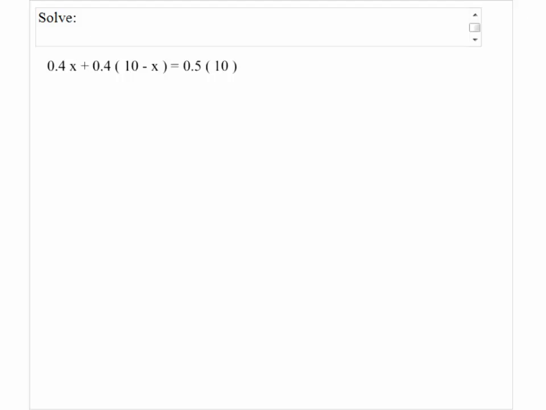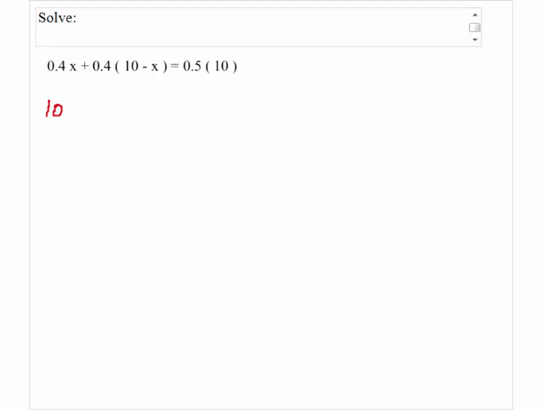Solve for x. In this equation we have decimals. To eliminate decimals, we can multiply each term by a factor of 10. And since the coefficient of x here is in the tenths digit, and so is the second term and the last term, if I multiply each term by 10, I would eliminate all those decimals.